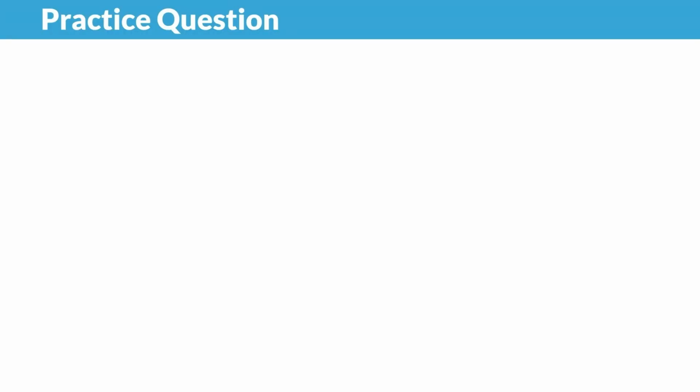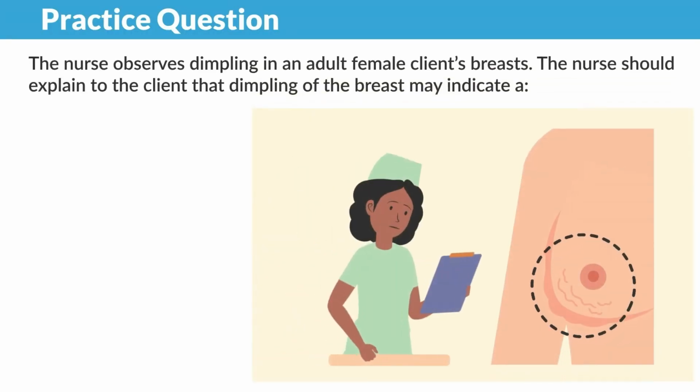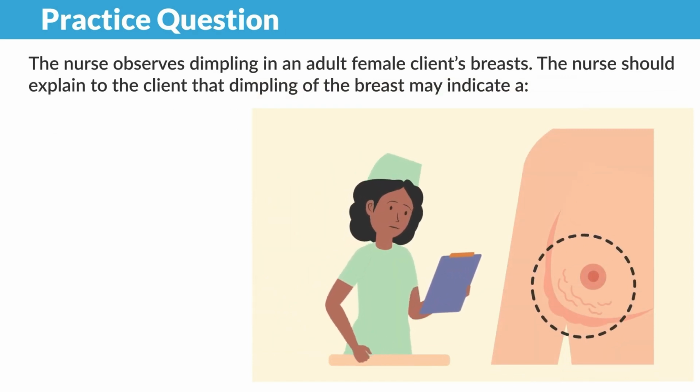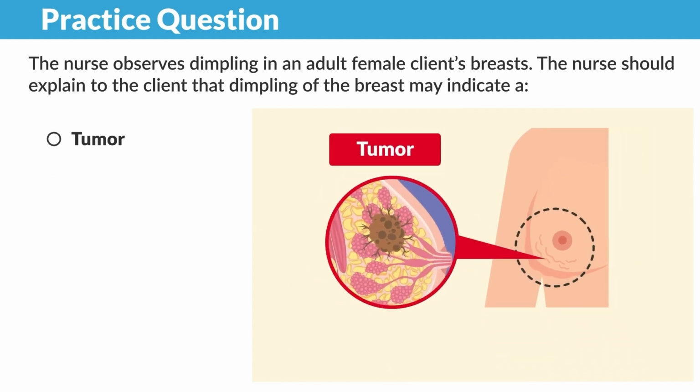Now for a practice question. The nurse observes dimpling in adult clients' breasts. The nurse should explain to the client that dimpling of the breast may indicate a tumor. So remember, that correct answer for dimpling may indicate a tumor.